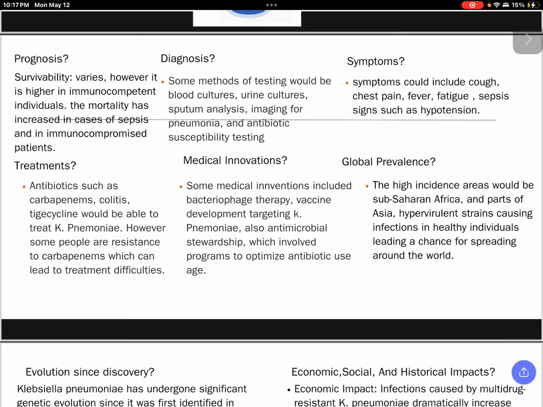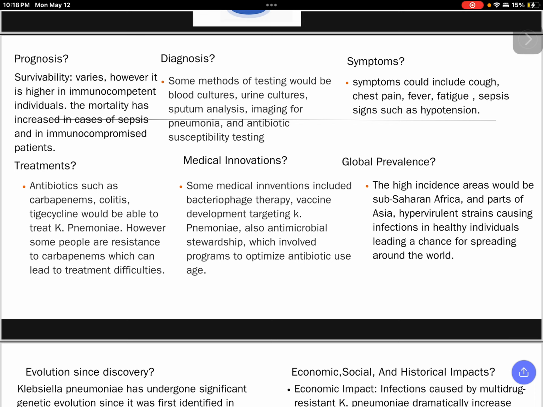Prognosis. Survivability varies, however, it is higher in immunocompetent individuals, which just means healthy individuals. The mortality has increased in cases of sepsis in immunocompromised patients. This includes people with asthma and people with autoimmune diseases.